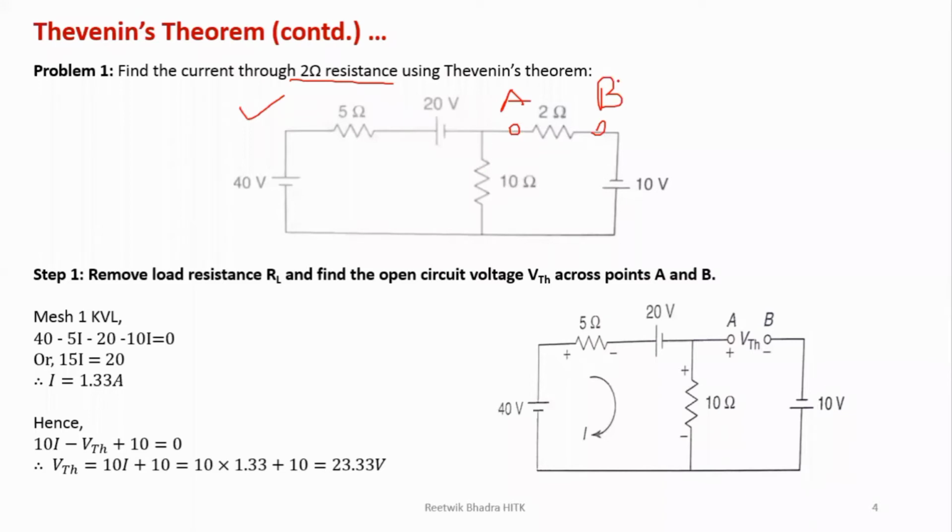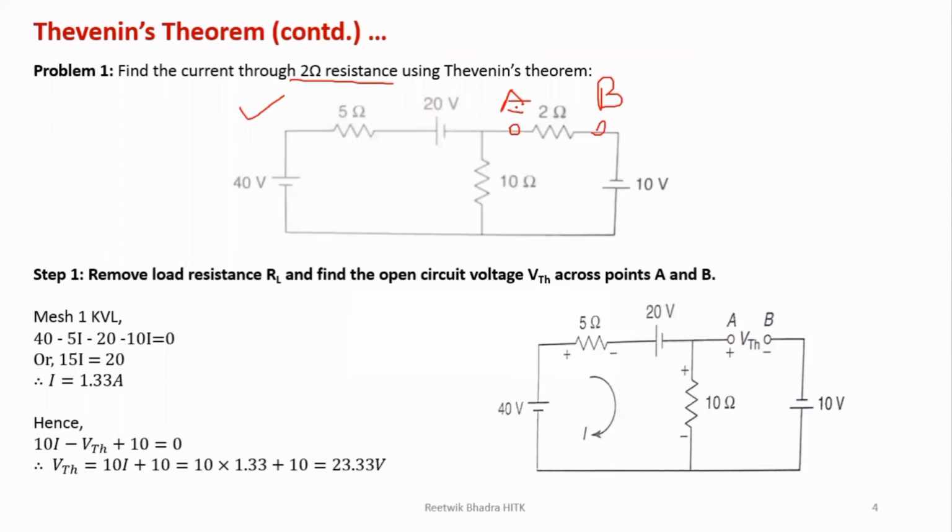So what we are doing is identifying the load resistance from the question. The load resistance is 2 ohm. 2 ohm identified, we marked our 2 terminals A and B. The load resistance will always be given in the question. It may be 2 ohm, it may be 10 ohm, it may be 5 ohm. For my question, it is 2 ohm.